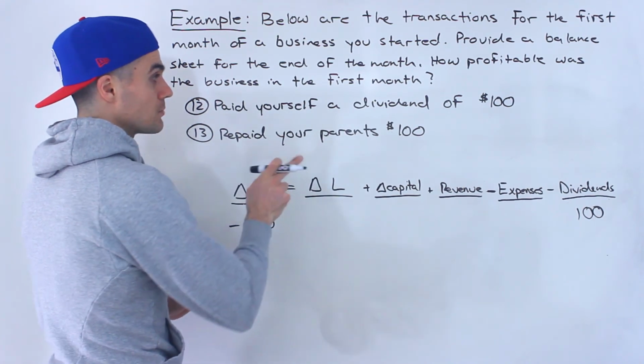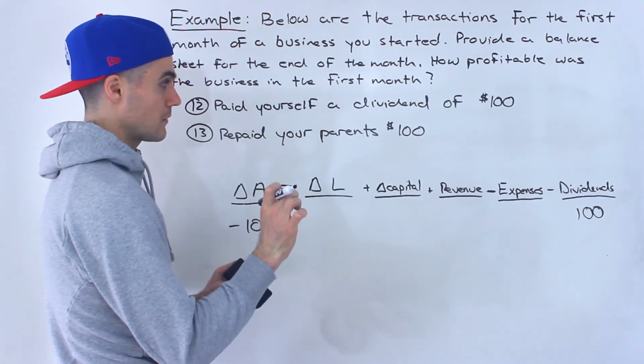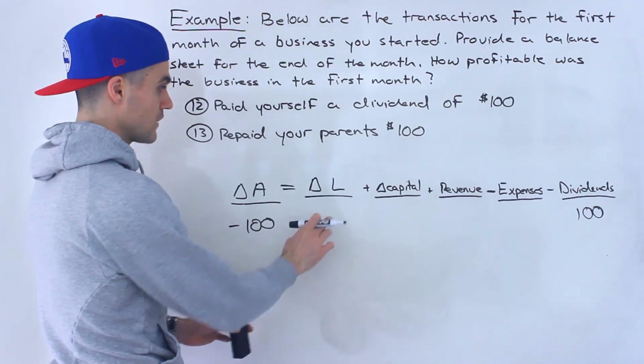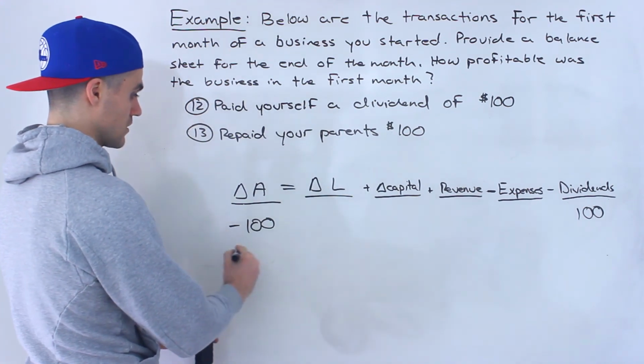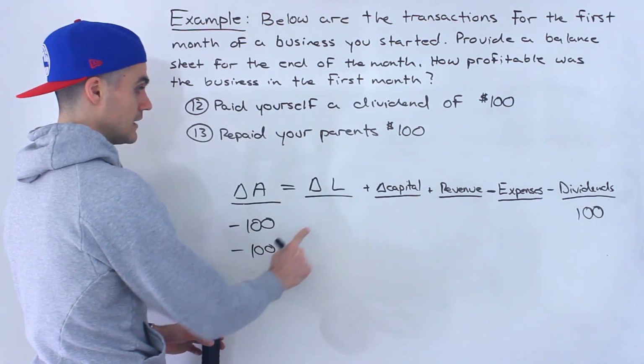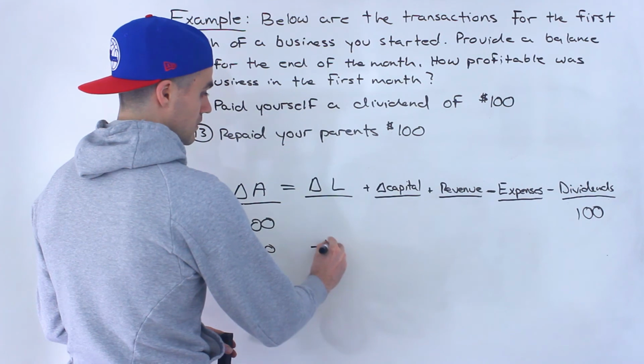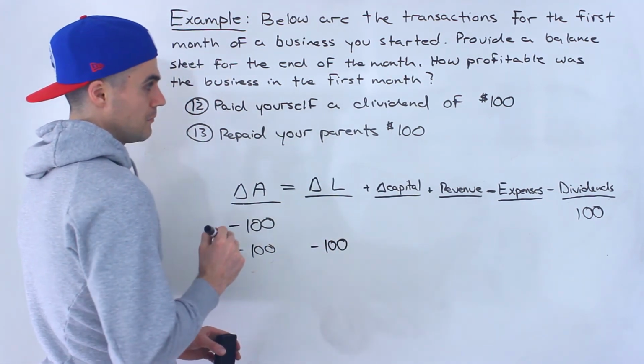And then you repaid your parents $100. Remember, you took a loan from your parents for $500. Now you're repaying 100 of that 500. So 100 in cash goes down again, and your liabilities go down by 100.